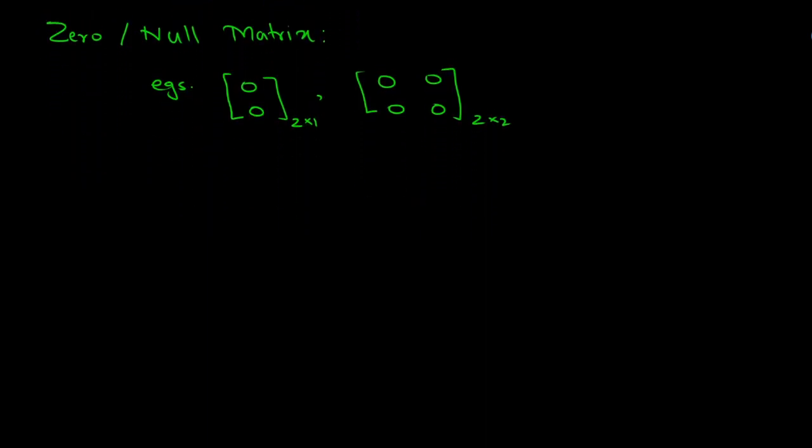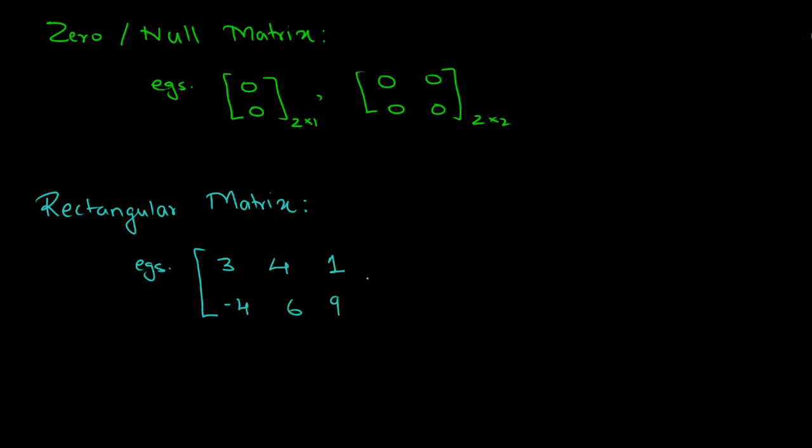Next type of matrix is a rectangular matrix. It is a matrix which is arranged in the form of a rectangle. So for it to be a rectangle, the number of rows should not be equal to the number of columns. So suppose I have a matrix like this, 3, 4, 1, minus 4, 6 and 9. As you can see, we have 2 rows and 3 columns. So this here is a rectangular matrix because the number of rows is not equal to the number of columns.